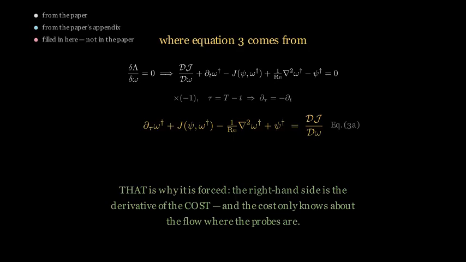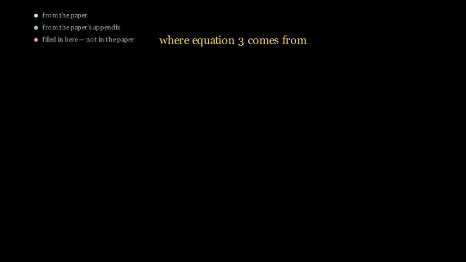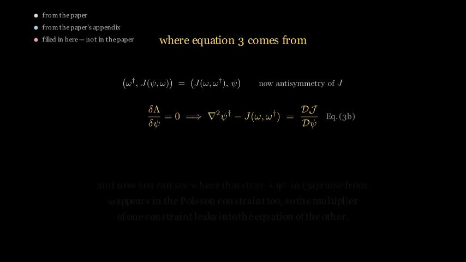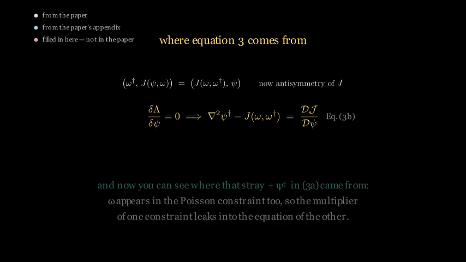Do the same for psi. This time the advection term is rearranged a different way, and this is the step that actually needs the anti-symmetry of the bracket, not the earlier one. Set the variation to 0, and out comes equation 3b. And that also explains the one term in 3 that looks like it wandered in from nowhere, the plus psi dagger. Omega appears in the Poisson constraint as well as in the flow equation. So the multiplier belonging to one constraint turns up inside the equation for the other. The two adjoint fields are coupled for the same reason omega and psi are.